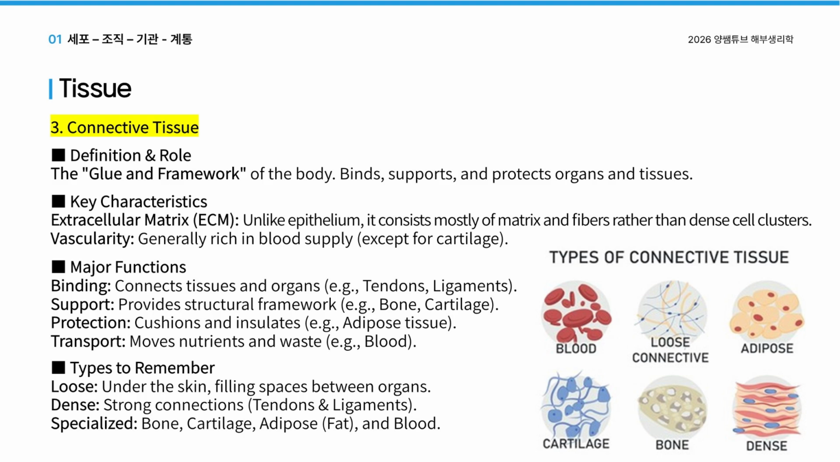There are 4 main things this tissue does. 1. Binding. It connects tissues and organs together, like tendons and ligaments. 2. Support. It provides a structural framework, like our bones and cartilage. 3. Protection. It cushions our organs and provides insulation through adipose, or fat tissue. 4. Transport. It moves nutrients and waste through the blood. From loose tissue under your skin to specialized types like bone, cartilage, and even blood, connective tissue is the most diverse and widespread tissue in your body.